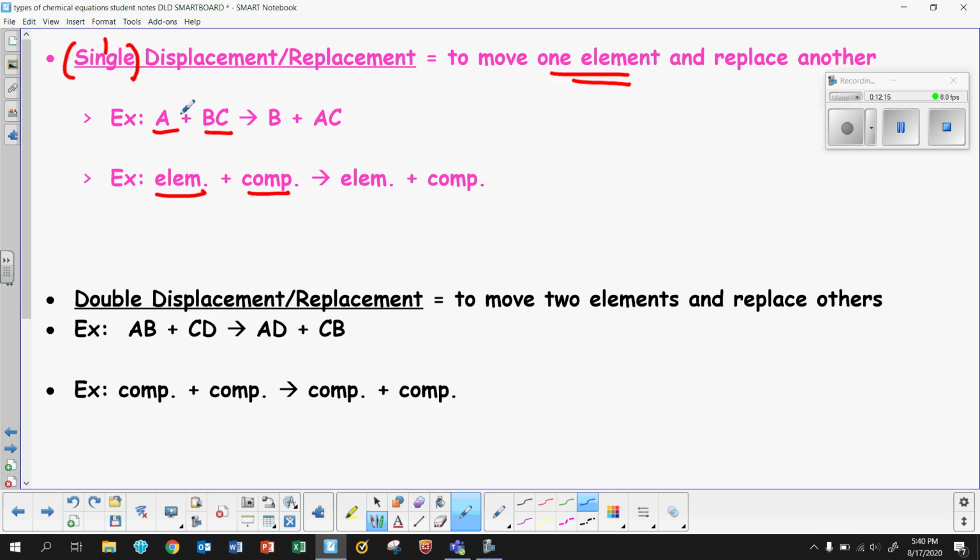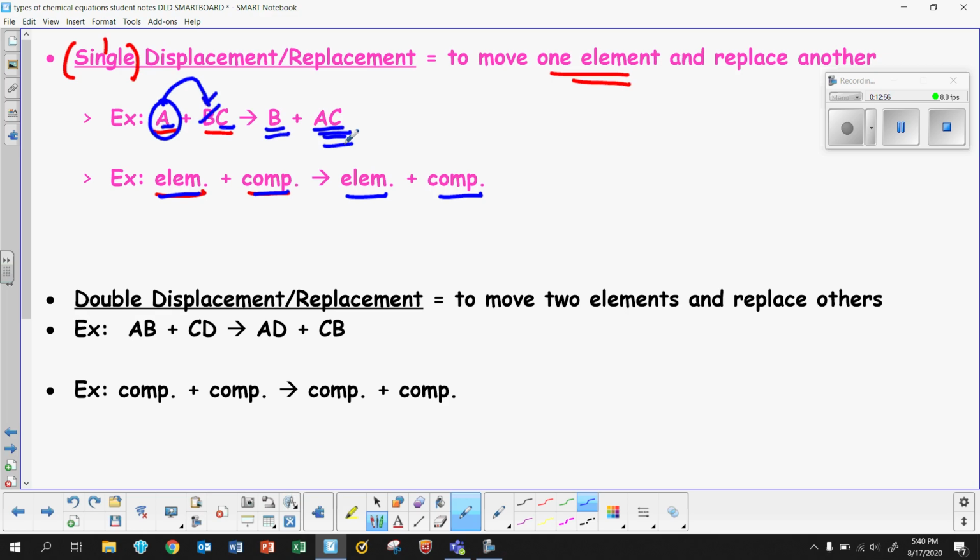So if we notice in this example, A kicks out B. How do we know that? Because B is alone over here, and now A and C are together on the product side. It's almost like A was one person all by himself, and B and C were a couple dancing, and A came over and said, "Can I cut in?" And you made a new couple over here. So how do we know if it's single? You look on the reactant side for an element and a compound, then you look on the product side. You should make another new element and a new compound. Here we have a new element, B, and a new compound, AC.